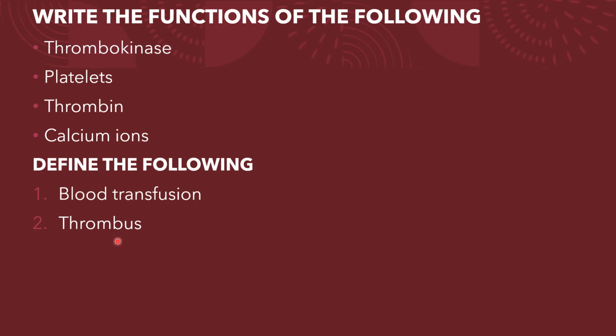Then thrombus. What is thrombus? Thrombus means blood cells are trapped in the network of fibrin and form a mass. This is a solid mass that we call a clot. The technical term of clot is thrombus. That solid mass we call thrombus.